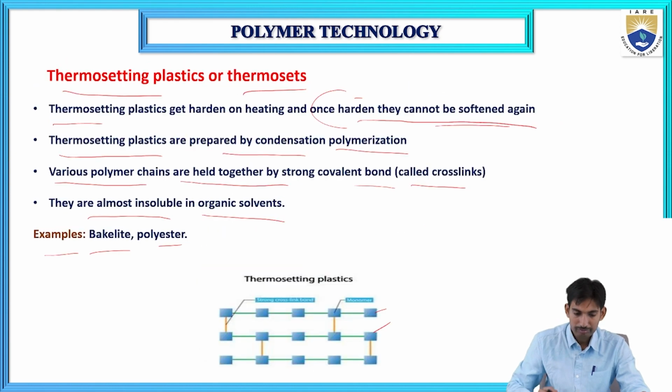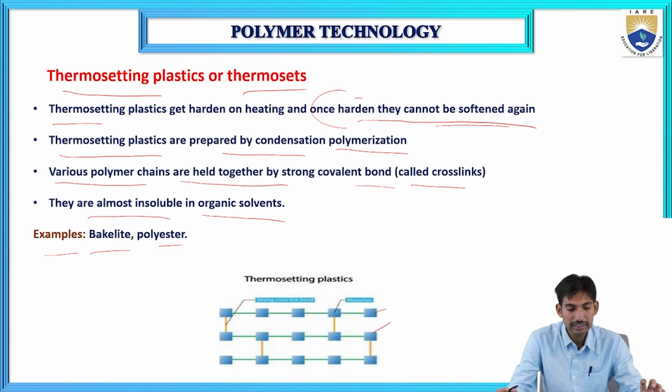See the definition for thermosetting plastic, or thermoset. The thermosetting plastics get hardened on heating, and once hardened, they cannot be softened again. The thermosetting plastics are prepared by condensation polymerization. Various polymer chains are held together by strong covalent bonds.